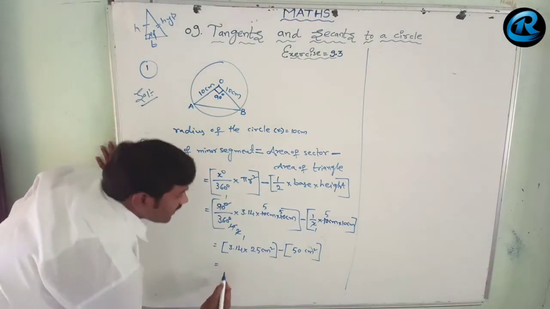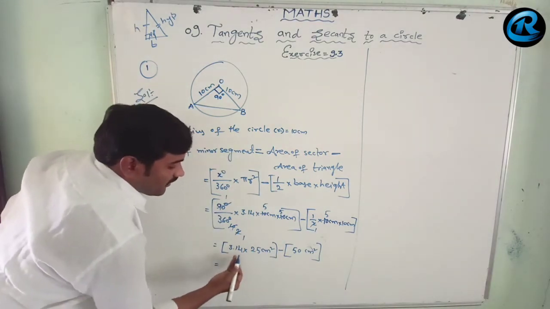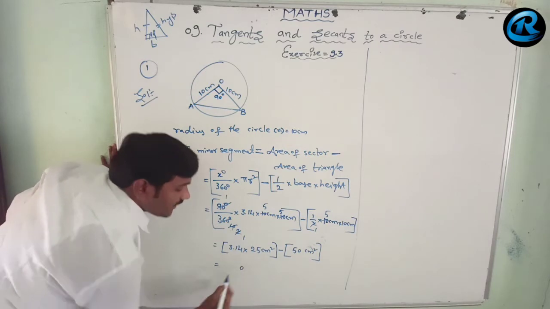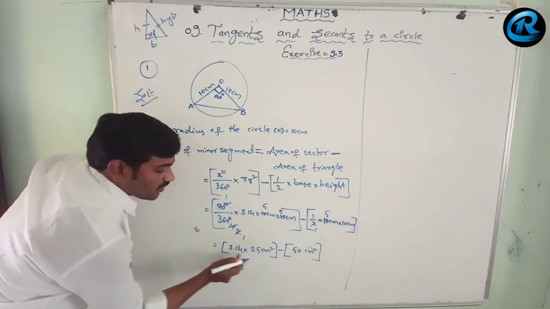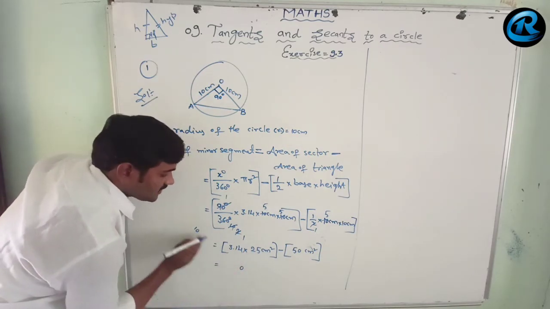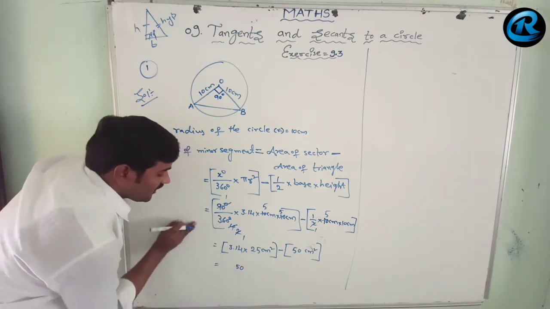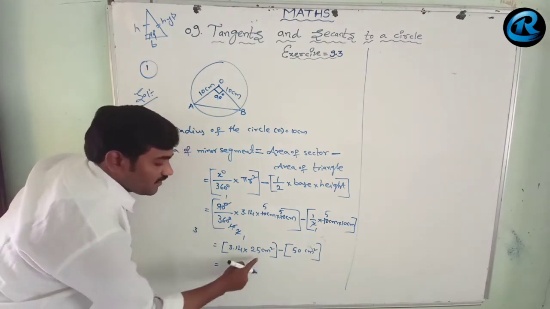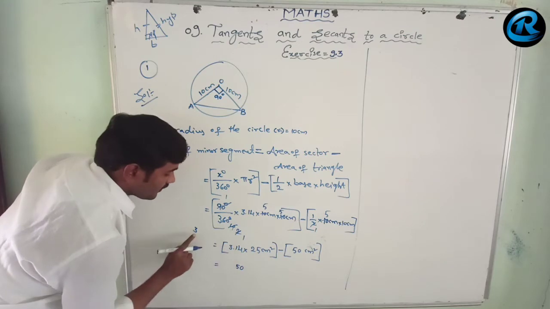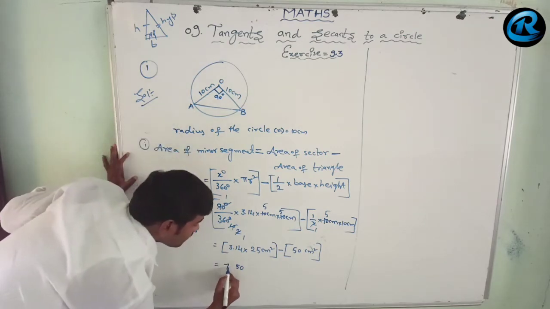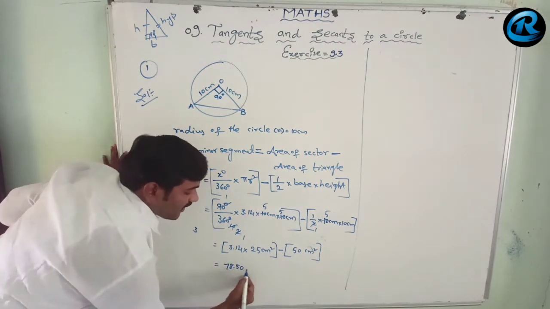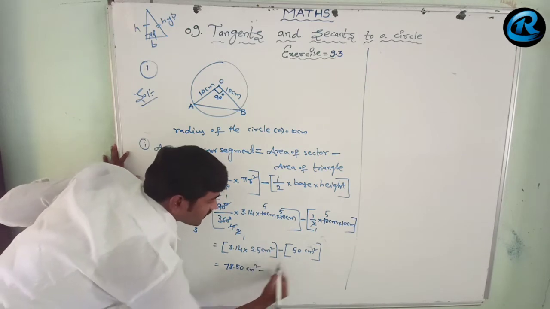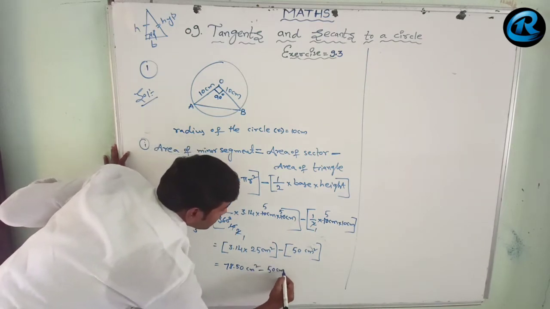So here let us multiply this. 25 4s are 100, 10 carry, 25 1s are 25 plus 10 is 35, from the 35, 5 here, 3 carry, 25 3s are 75 plus 3 is 78. 78.50 centimeter square minus 50 centimeter square.